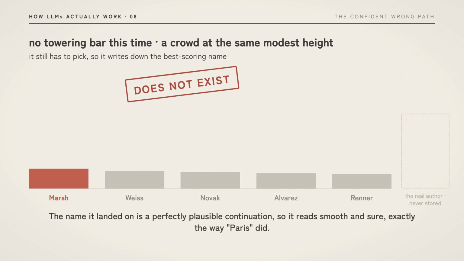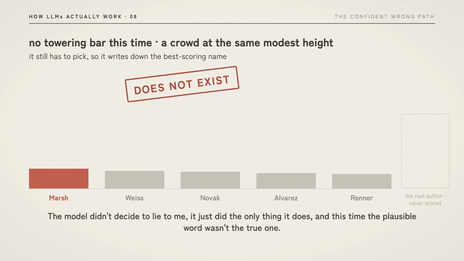The name it landed on is a perfectly plausible continuation, so it reads smooth and sure, exactly the way Paris did. It only happens to be false because plausible and true went their separate ways the instant the real fact was missing. Same machine, same steps, same confidence, but one prompt gave a single spike and the other gave a flat little crowd. The model didn't decide to lie to me, it just did the only thing it does, and this time the plausible word wasn't the true one.